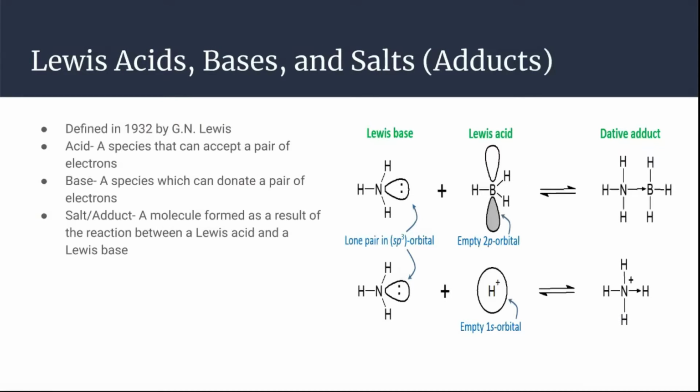The final classification for acids and bases is the Lewis classification, and it was defined in 1932 by a chemist by the name of G.N. Lewis, and it states that an acid is a species that can accept a pair of electrons, while a base is a species which can donate a pair of electrons. And the Lewis salt, or adduct, is the molecule that is formed as a result of the reaction between a Lewis acid and a Lewis base. This is illustrated in the graphic on the right. It does involve hybrid orbitals, though, so it is more nuanced than the other two classifications.